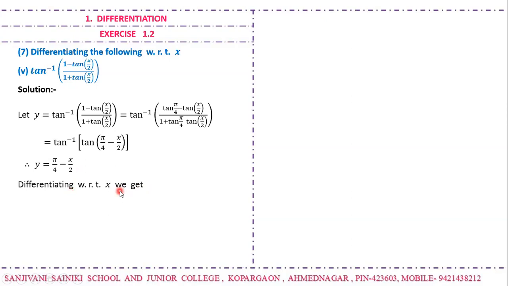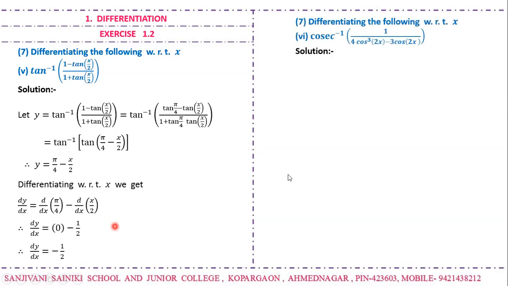Differentiate this function with respect to x. The derivative of pi by 4 is 0, minus derivative of x by 2. So we get minus 1 upon 2.